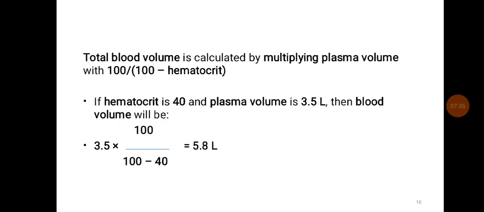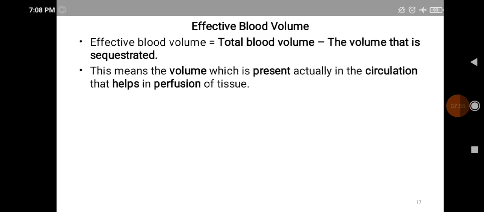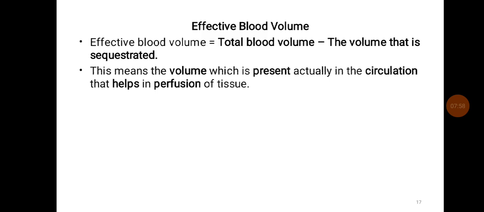The total blood volume is calculated by multiplying plasma volume with 100 divided by 100 minus hematocrit. If the hematocrit is 40 and plasma volume is 3.5 liters, then blood volume will be 5.8 liters. Effective blood volume is nothing but total blood volume minus the volume that is sequestered. This means the volume which is actually present in the circulation that helps the perfusion of the tissue.